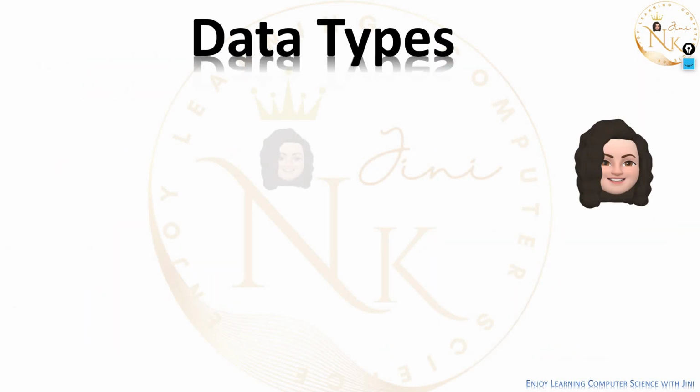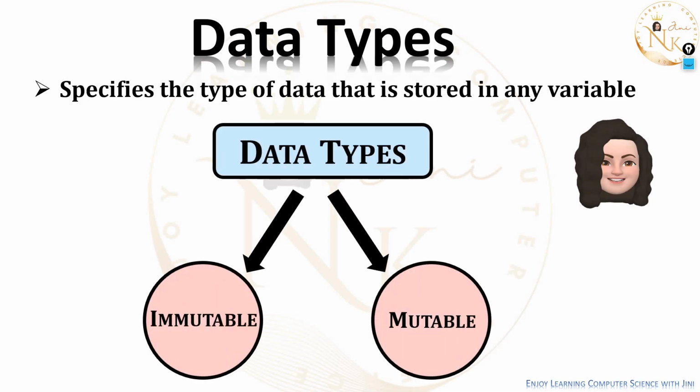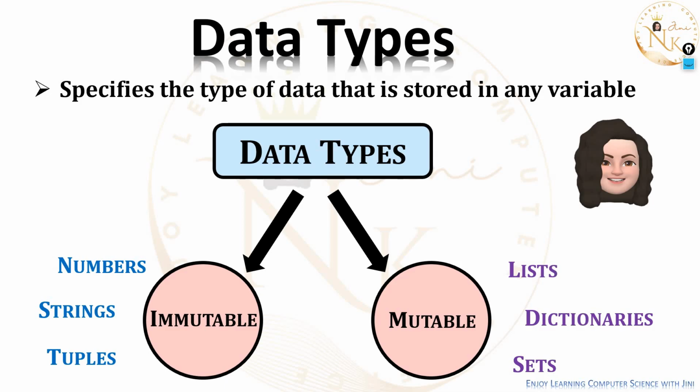This is your output. Now data types. So what is a data type first? It specifies the type of the data stored in a variable. Correct? Now data types can be immutable and mutable. What are the immutable data types? Numbers, strings, tuples. Mutable data types: lists, dictionaries, sets.